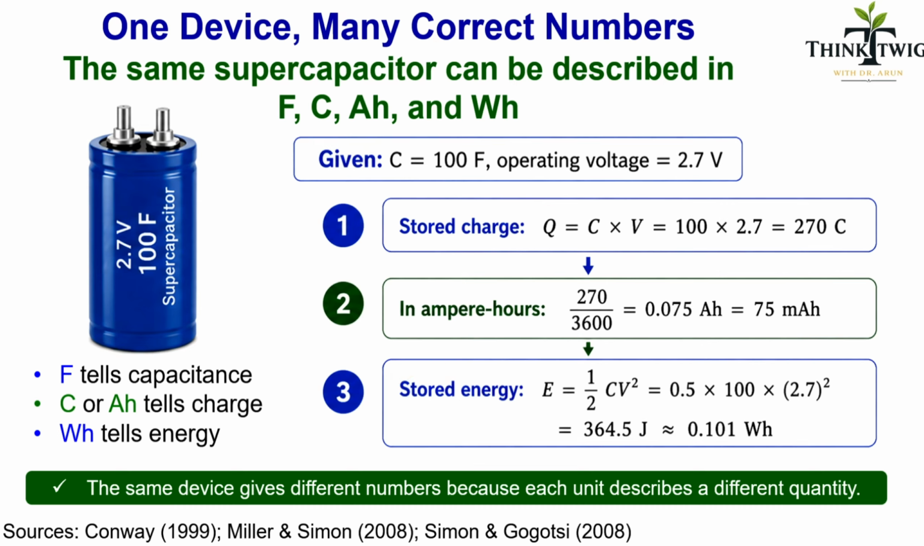Now see what has happened. The device is still exactly the same, but we can describe it as 100 farad, 270 coulomb, 75 milliampere hour, and 0.101 watt hour. And all these numbers have different meanings. Farad tells us the capacitance, C and Ah tell us the charge, watt hour tells us the energy. And this is why comparing only the size of the two numbers can be misleading. A number has very little meaning without its unit. So whenever you see an electrochemical value, first look at the unit. The unit tells you what the number is actually describing.